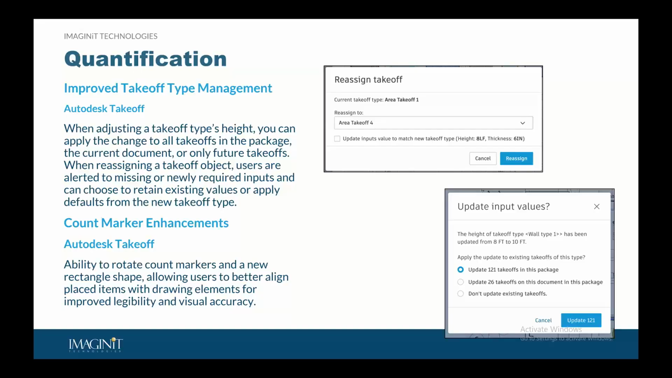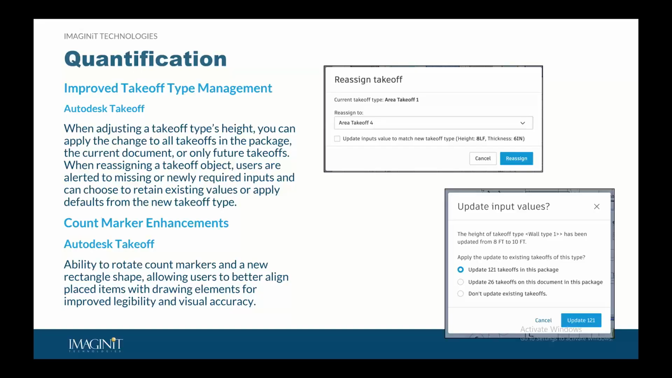So when you reassign a takeoff object to a different takeoff type, you're going to get a heads up if there's any required input values that are missing. And then at that point, you can decide whether you want to keep the current values or if you want to inherit the defaults from the new takeoff type. So these updates are going to help to make quantity calculations a lot more accurate, and they're going to help you to manage formulas in a much easier capacity.